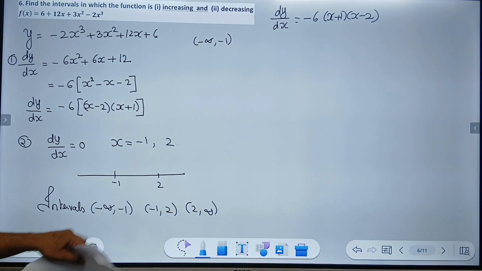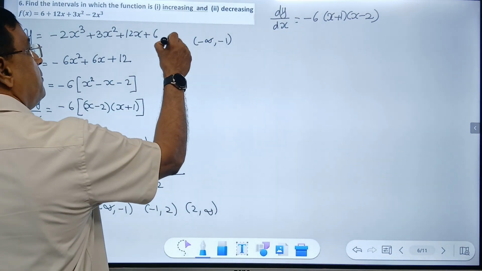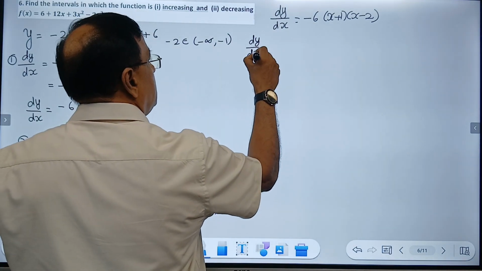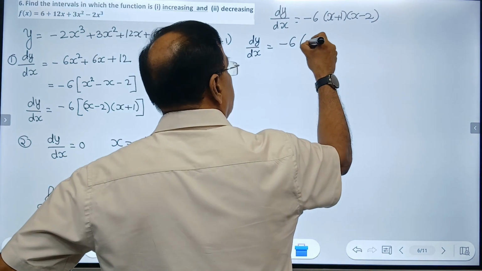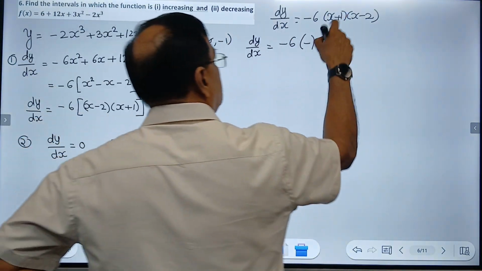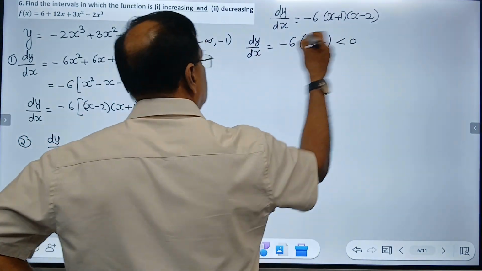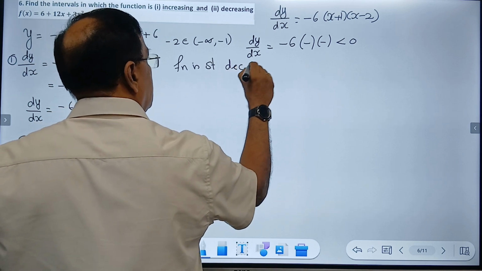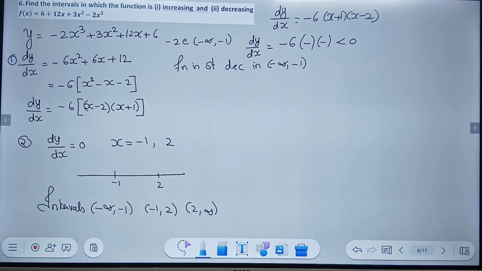Now choose a number between minus infinity and minus 1. The number that I choose will be, say, minus 2. So what is my dy by dx? My dy by dx will be, already there's a minus 6. Minus 2 plus 1 will be negative. Minus 2 will also be negative. So negative into negative into negative will be less than 0. Therefore, the function is strictly decreasing where? In minus infinity comma minus 1. It is strictly decreasing in minus infinity comma minus 1.